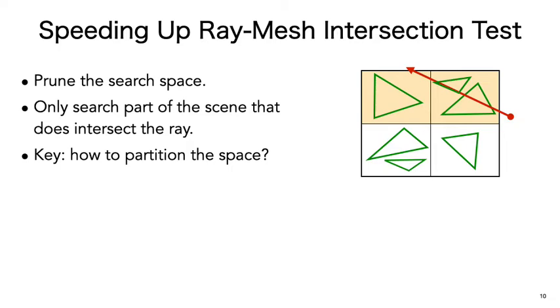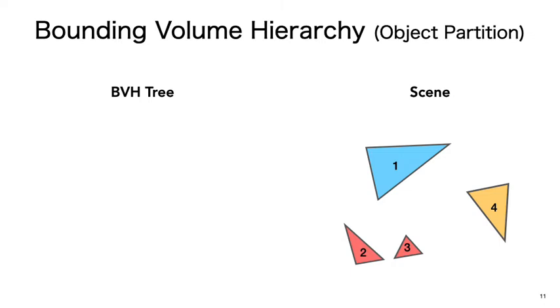There are actually a variety of different ways of doing so, and what's very commonly used in computer graphics literature is what's called bounding volume hierarchy. And this is essentially a way of partitioning the object in the space. And I'll use this example to show how the bounding volume hierarchy is constructed and how it's used to accelerate ray triangle intersection test or ray mesh intersection test.